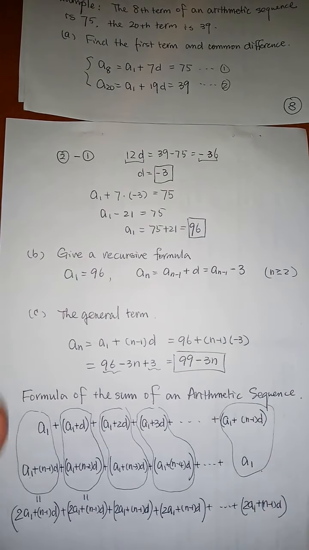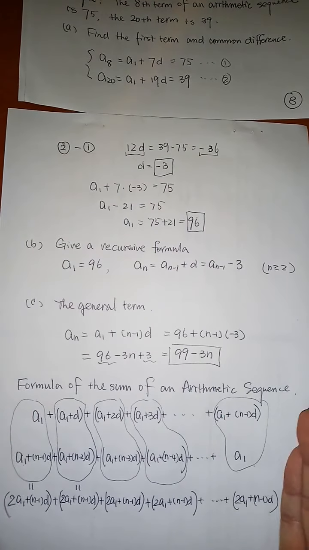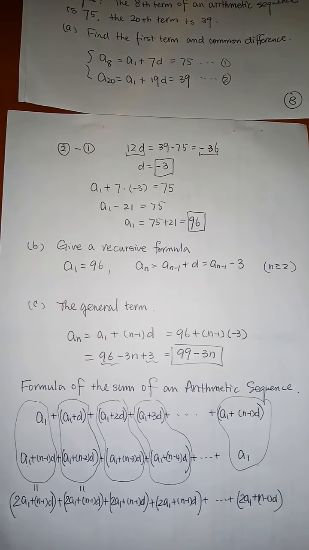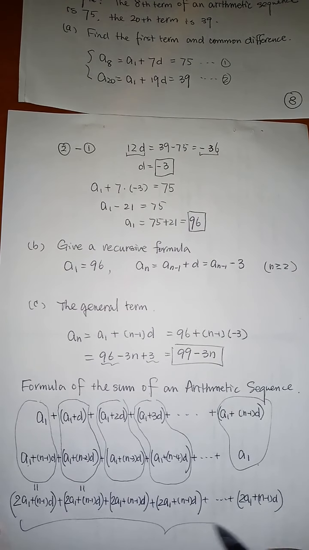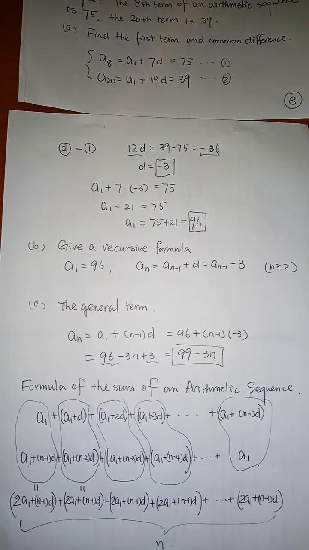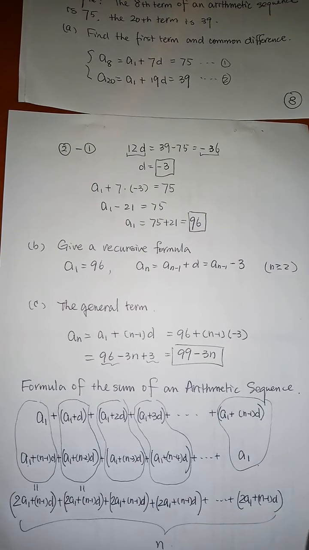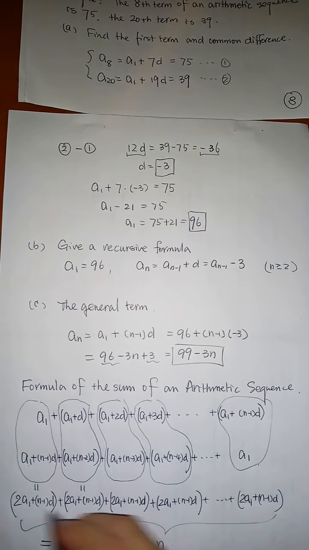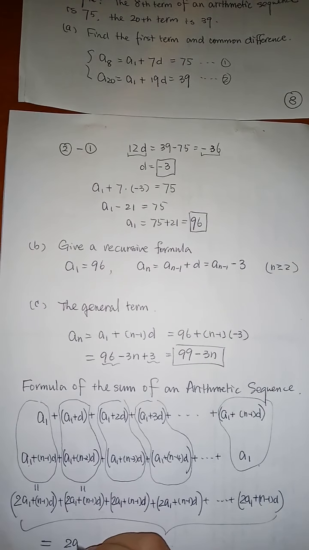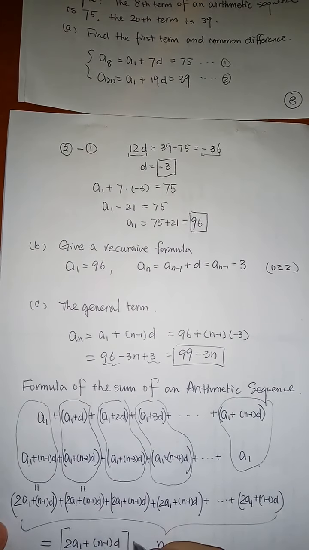So if you add them column by column, you have a constant term. How many constant numbers do you have? You have n constant numbers. Why? First, second, third, fourth, up to n. So you have n numbers. You add n constant numbers together. It is equal to this number times n.